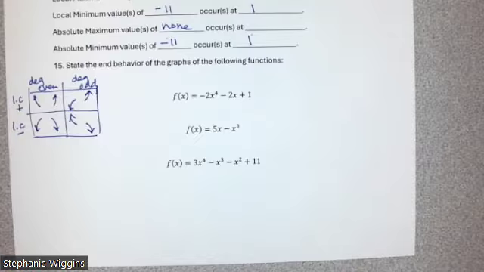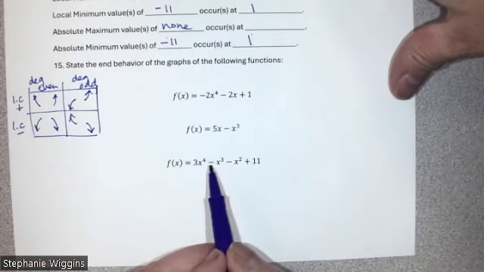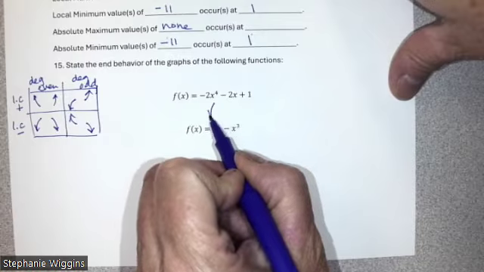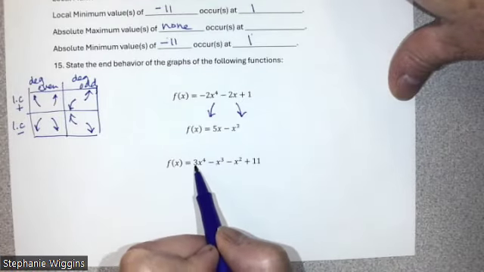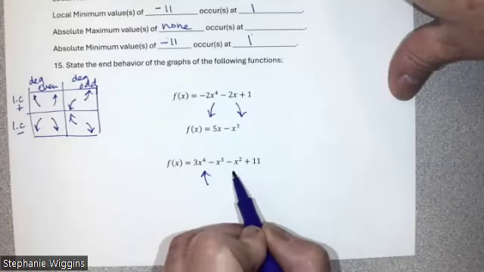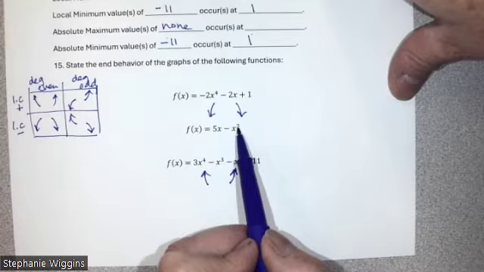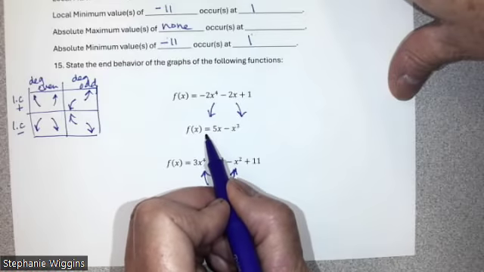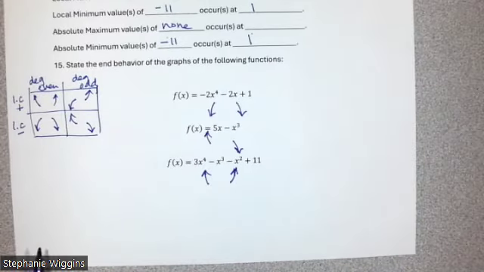So here, even degree and even degree. Because the leading coefficient is negative here, they're both going to go down. And here, the leading coefficient is positive, so they're both going to go up. Here we have odd degree, negative leading coefficient. So we're going to have it go up on the left and down on the right. And that's how you analyze end behavior.